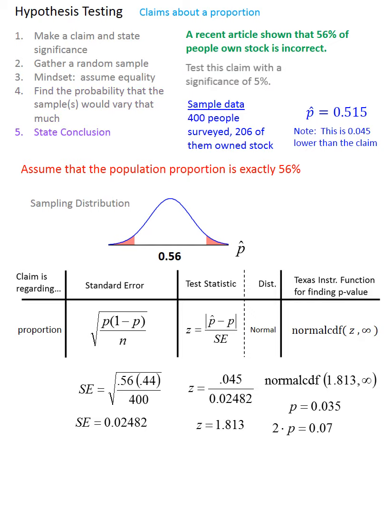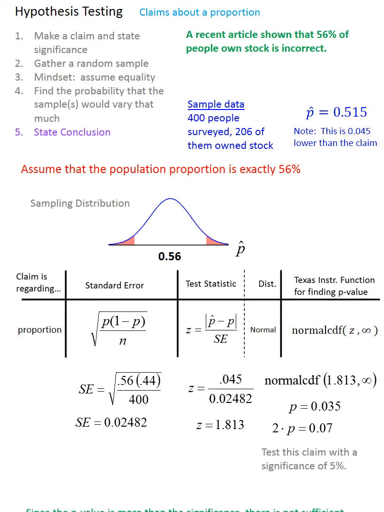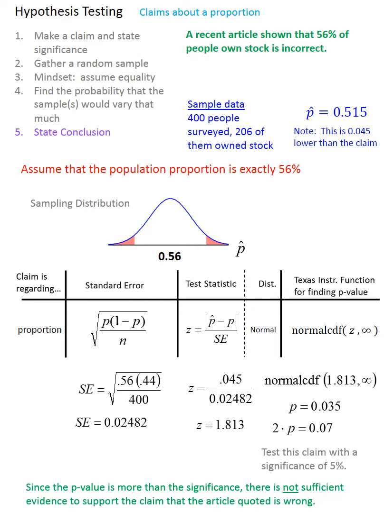Now, to state the conclusion, let's remember that we were testing this claim with a 5% significance, but there is a 7% chance, counting below or above 56, that my sample data could have been that extreme. And I did not get a probability value lower than the significance. And since that value of 7% is more than 5%, my original significance claimed in the problem, then I don't have enough evidence to support the claim that the article is wrong.